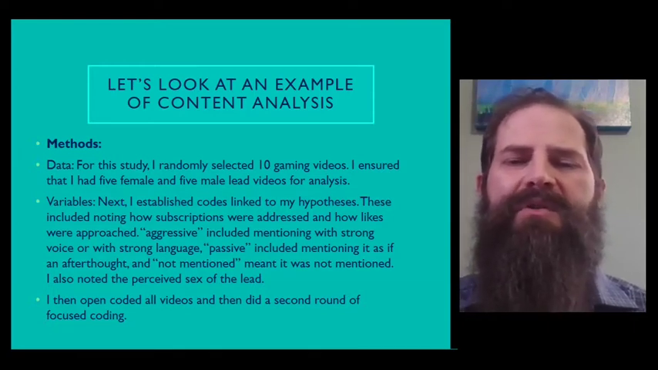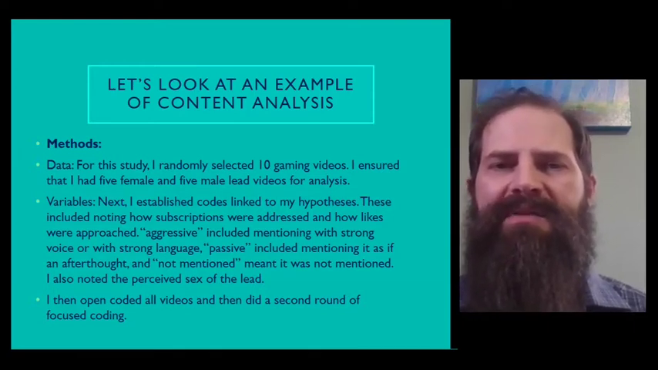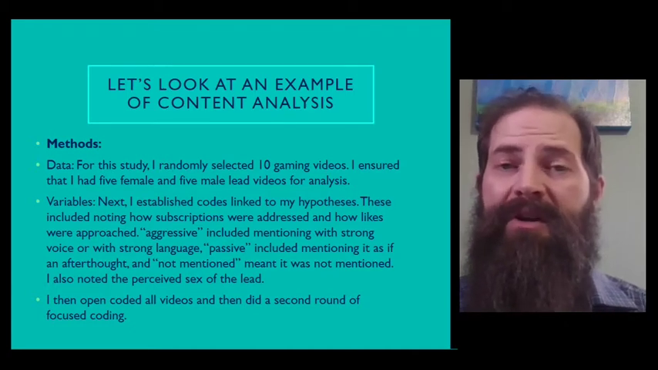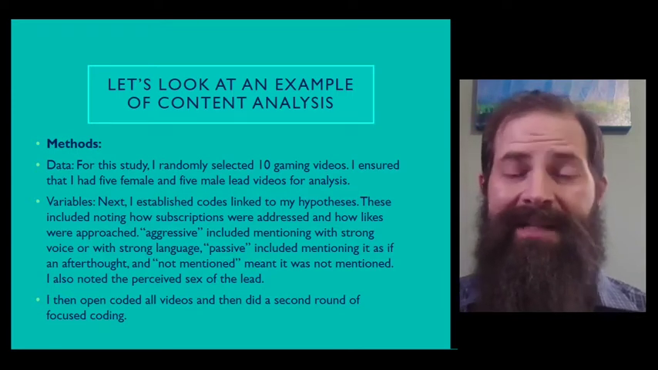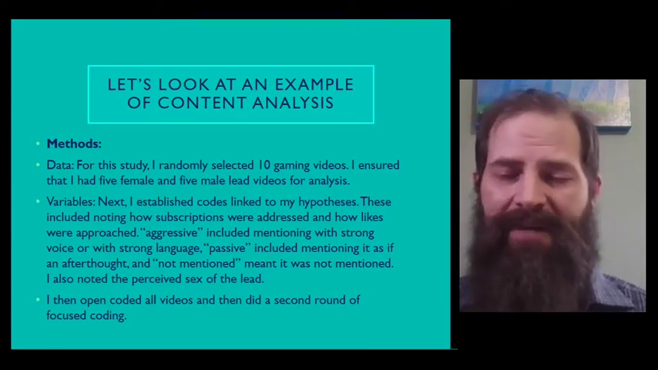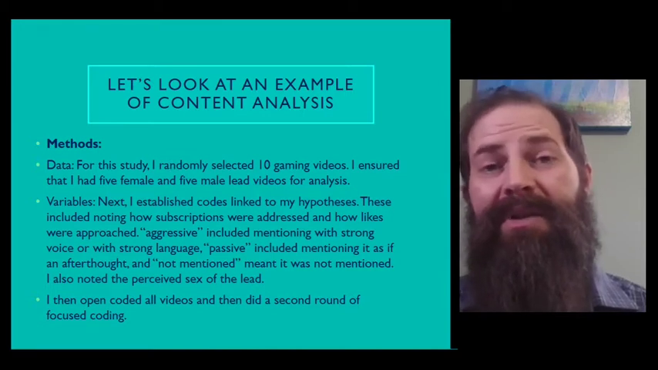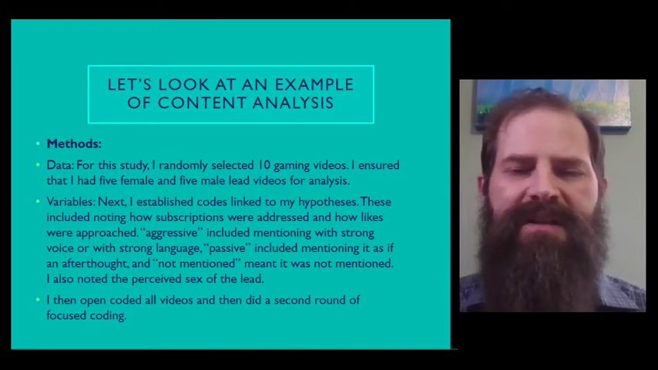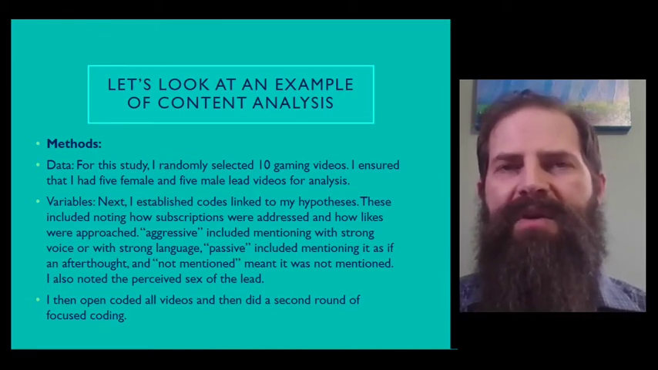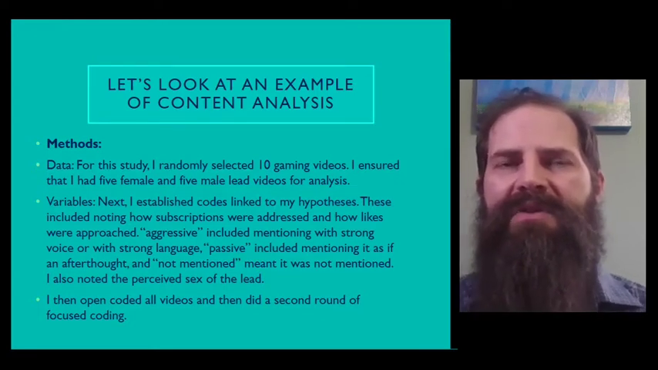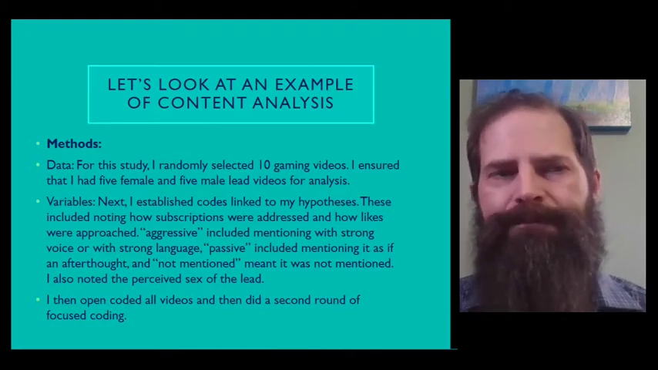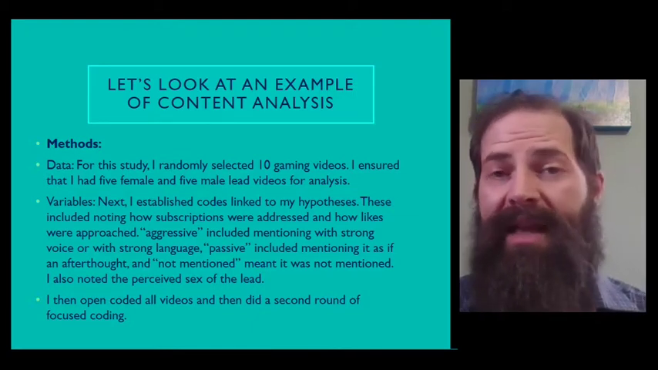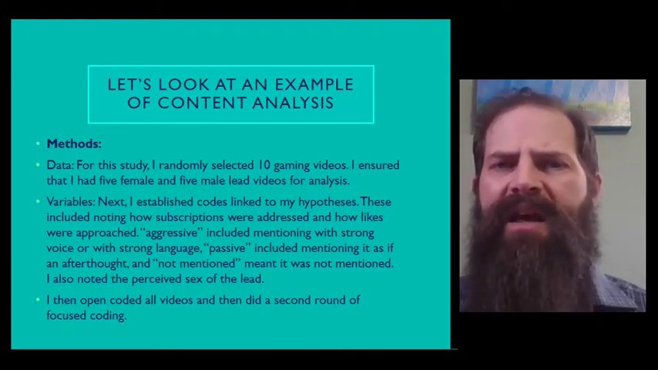Next, what I want to do is link some codes to my hypotheses and my variables. So I'll need a variable for sex. I've got that. I went through and identified the male or female lead for those two categories. Again, using a binary, which is problematic, but we're keeping things simplistic here. Second, I went through to try to identify levels of response for how they chose to do the like and the subscribe. So for both like and subscribe in my hypotheses, I have 3 levels.